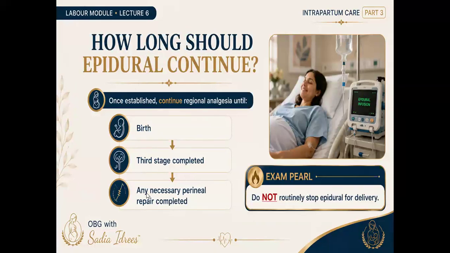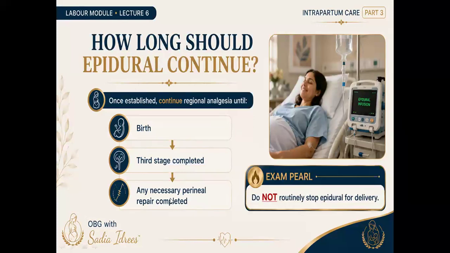Okay, now let me ask you a question that causes unnecessary confusion. The cervix is fully dilated. Should we switch the epidural off so that the woman can feel contractions and push? No, not routinely. Once regional analgesia has been established, it should generally be continued until after the baby is born, the third stage is completed, and any necessary perineal repair has been performed.